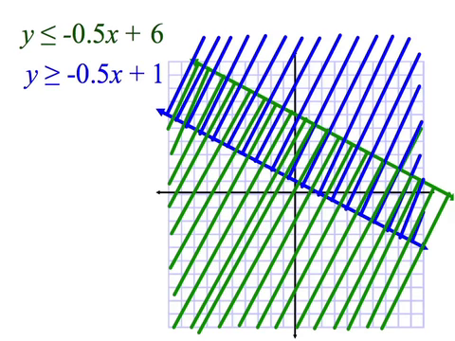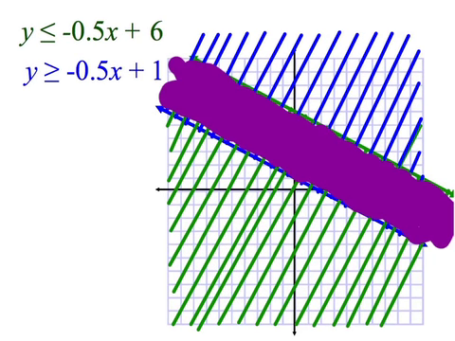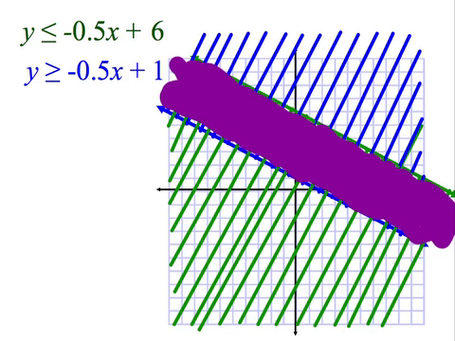But now we reverse the sense of the green inequality, and we realize that the part of this graph that's common to both is the part in between the parallel lines. So we shade that in for emphasis. So the purple shaded area plus the green line and the blue line represents the solution set for this system of inequalities.